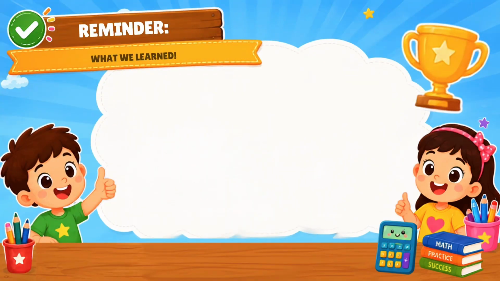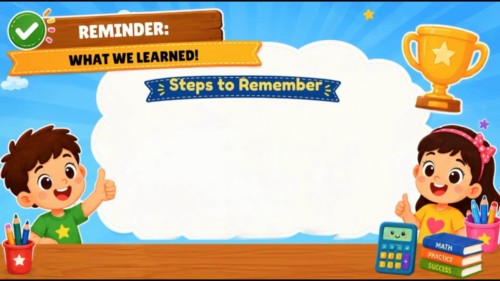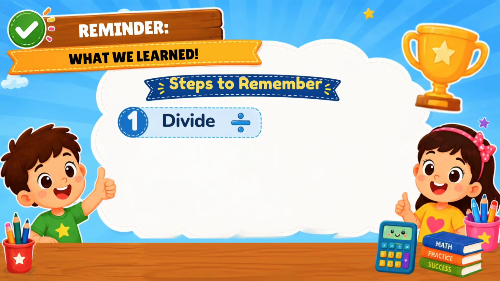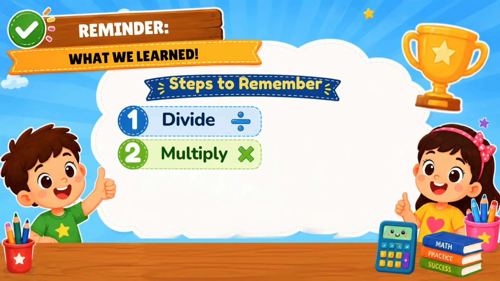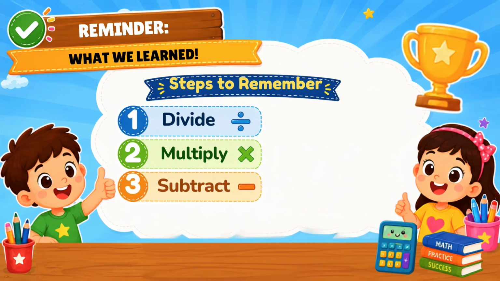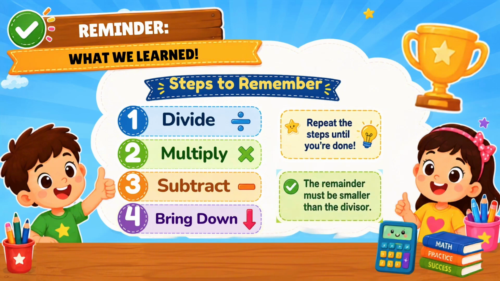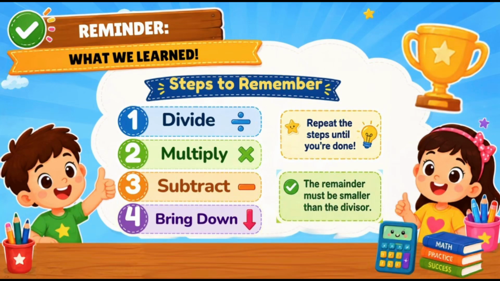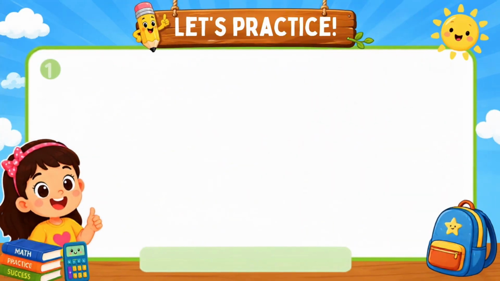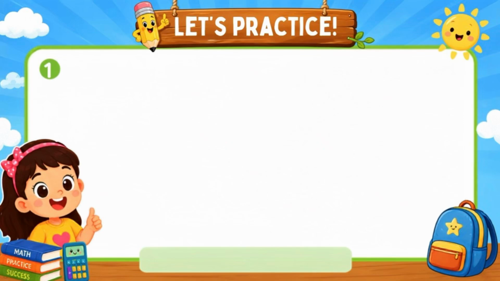Excellent work. Remember the 4 easy steps every time you solve long division. 1. Divide. 2. Multiply. 3. Subtract. 4. Bring down, and repeat the steps until you're done. The remainder must be smaller than the divisor. Now it's your turn. Try the next problems by following these 4 easy steps.